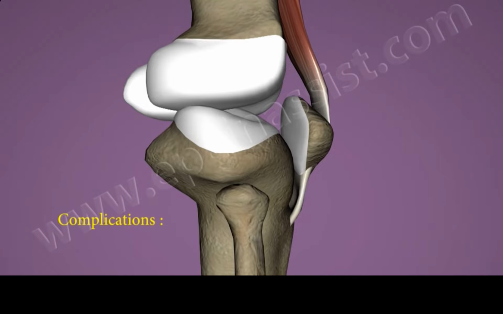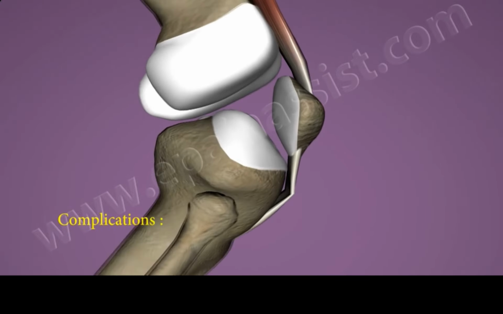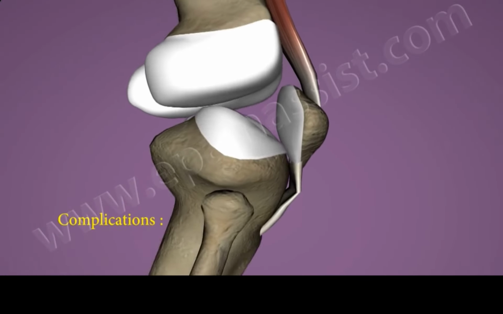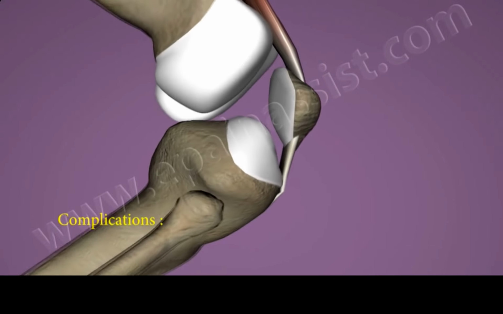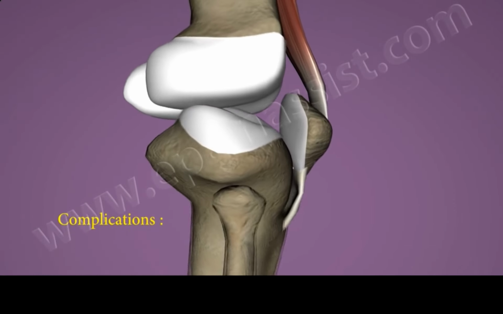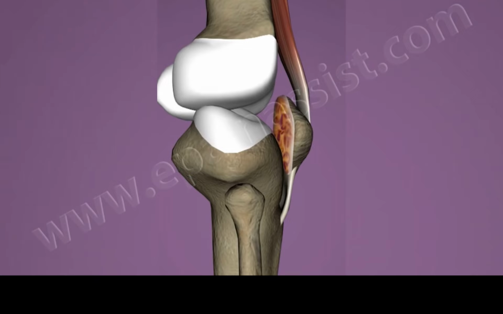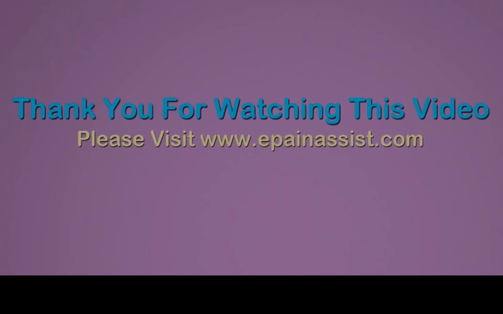Complication. 40 to 50% of conservatively treated patients will have recurring episodes of instability and will require surgery. Chondromalacia patella is a common complication after patellar dislocation. Chondromalacia is an inflammation of the patella on the inner surface and is seen in sports injury.